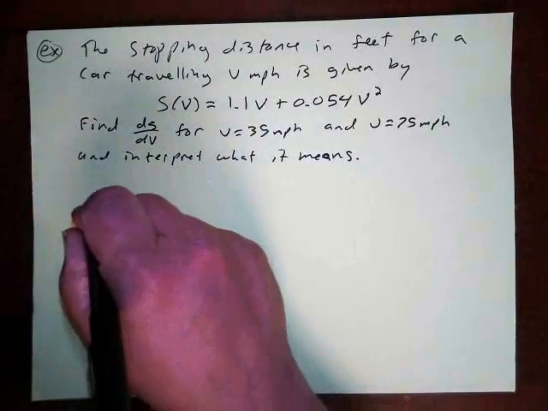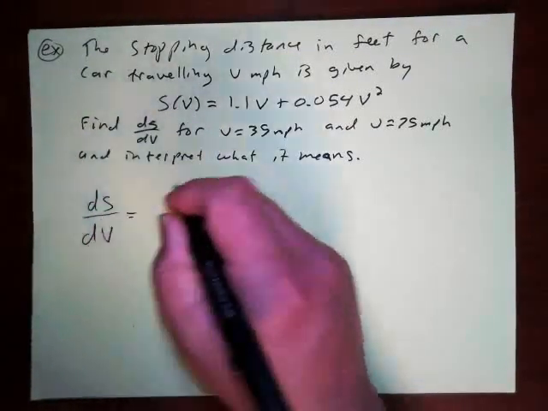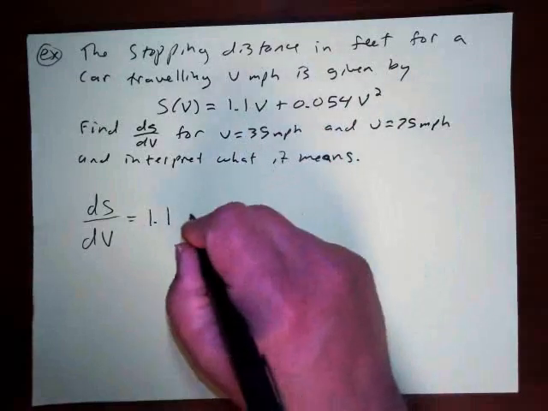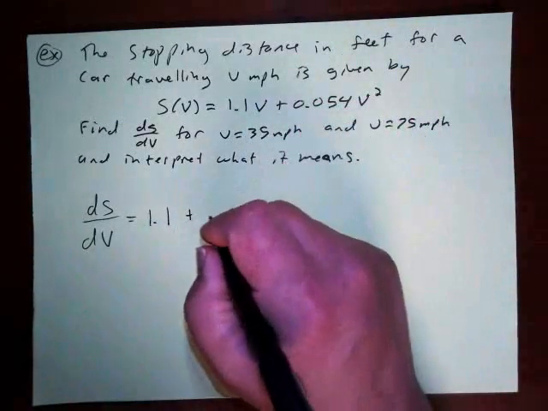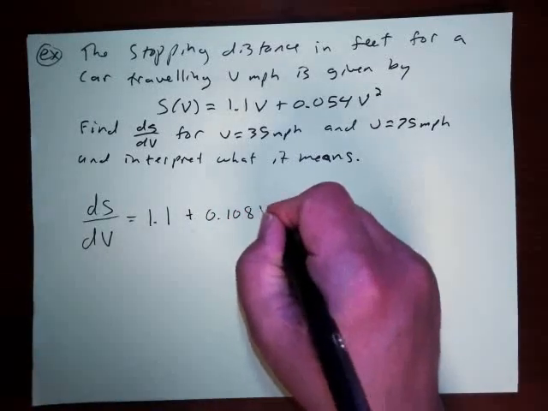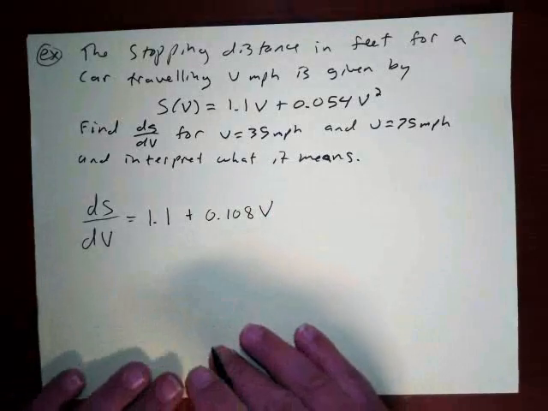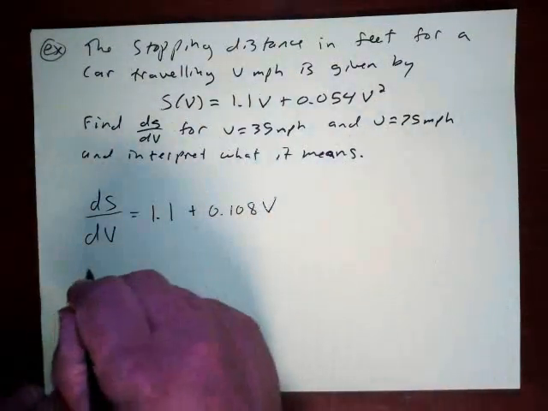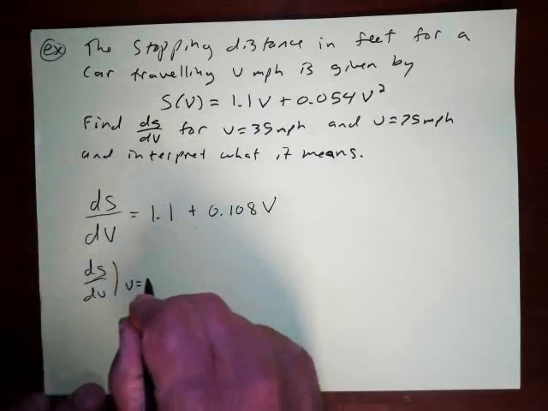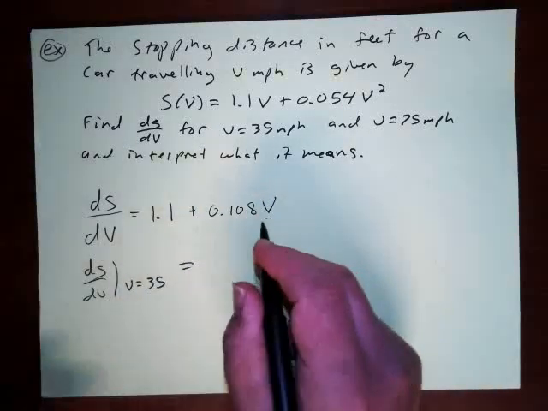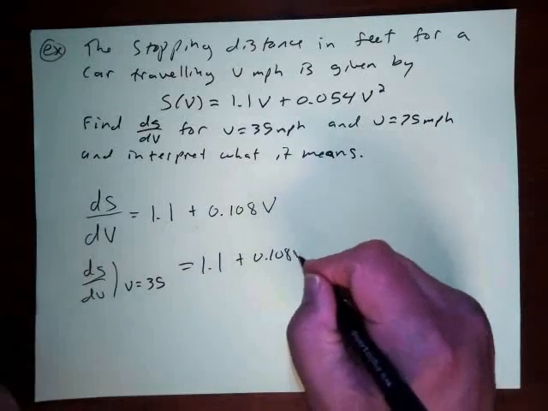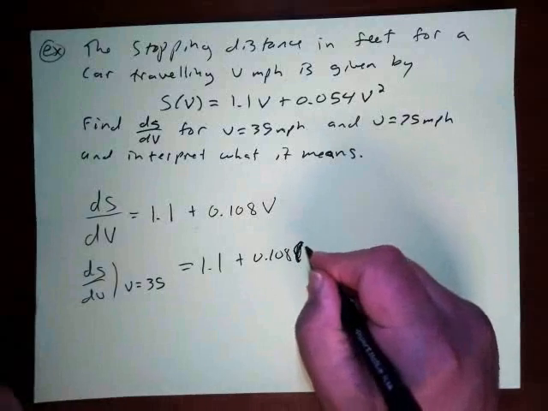So it wants us to find ds/dv, and this is pretty easy. This is a quadratic, so I get 1.1, the v goes away, plus bring the 2 down, and I get 0.108 v. Okay, so it looked like that. And then it wants us to find the rate of change at v equals 35. So basically I'm just putting in 35 here. 1.1 plus 0.108 times 35.